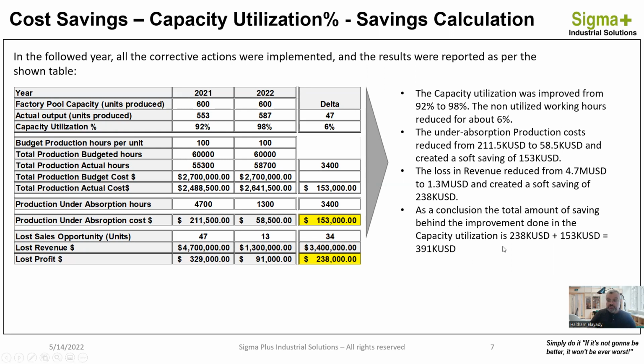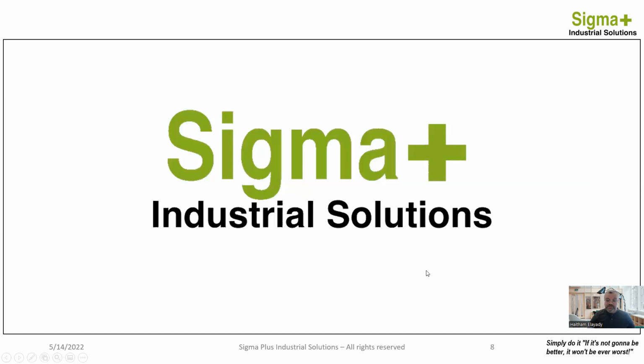So as a conclusion, the total amount of saving or the soft saving behind the improvement done in the capacity utilization is the sum of $238,000 plus the $153,000, which is the savings behind the reduction of the under absorption hours, and it's equal to $391,000, which is the total sum of the savings due to the improvement in the capacity utilization.